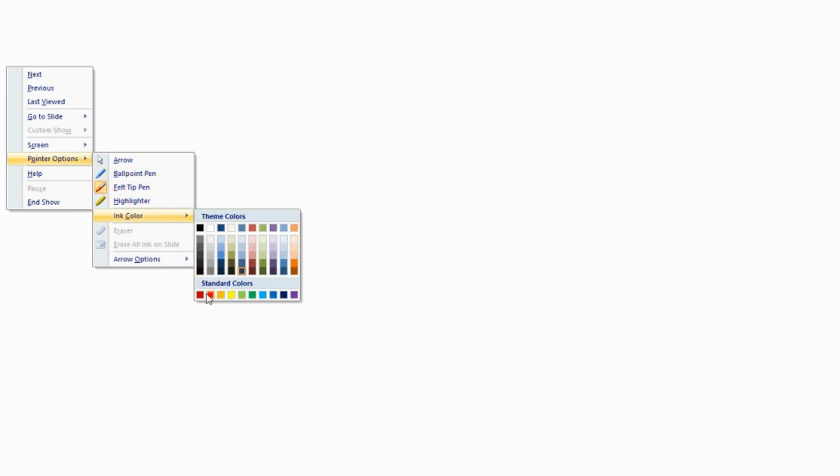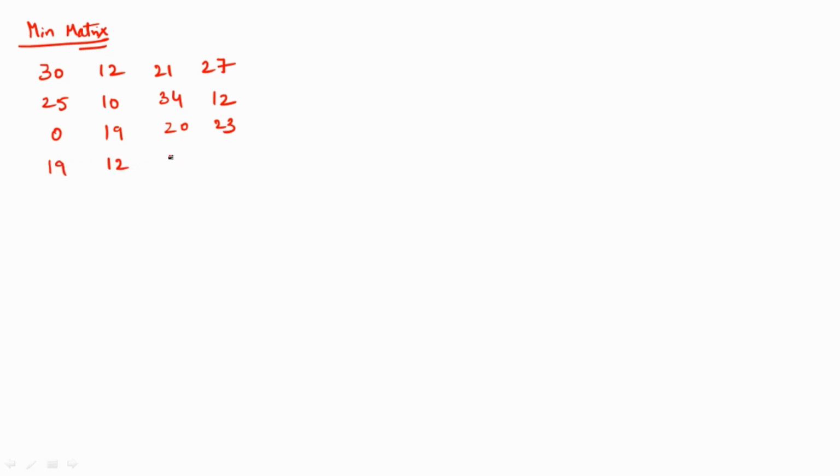Having said that, okay. Now let's go for the minimization matrix. So what is the minimization matrix? You've got 30, 12, 21, 27, 25, 10, 34, 12, 0, 19, 20, 23, 19, 12, 14, 28.